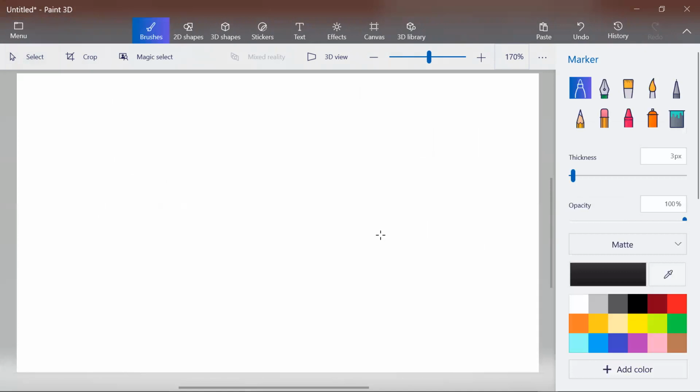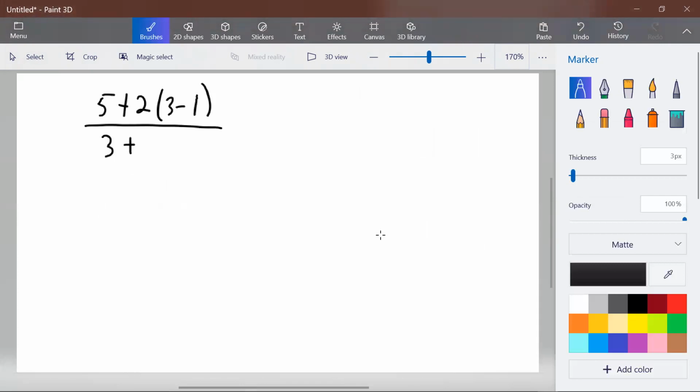So what happens if you have something like this? Say you've got 5 plus 2 times (3 minus 1) all over 3 plus (8 minus 2) times 4. Okay. So how does all of this work? The thing you want to keep in mind is that this fraction bar works like a set of parentheses.